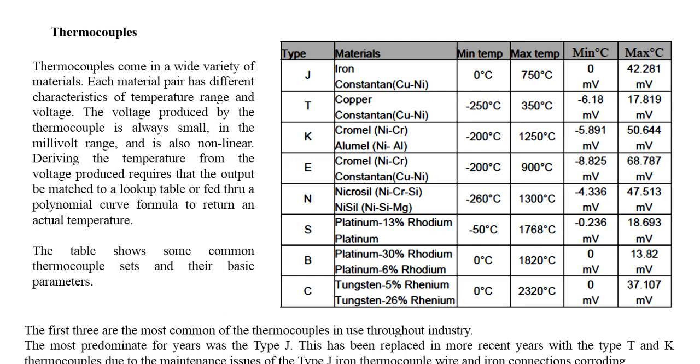Now, this has recently been replaced by type T and type K thermocouples due to the maintenance issue of type J. Iron thermocouples and iron connections are connected using iron connections, which corrode. So, the maintenance of type J is quite poor. So, these are a certain set of instruments which can be used to measure temperature. Thank you.